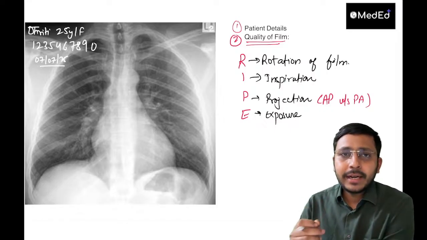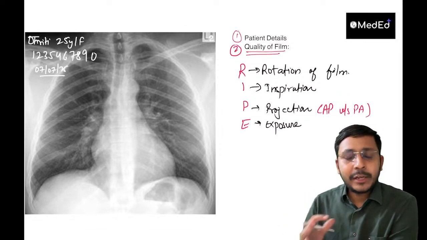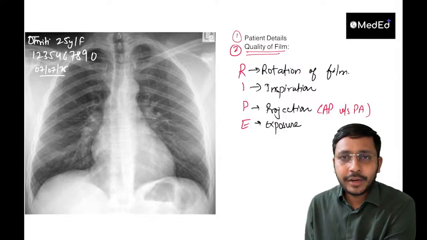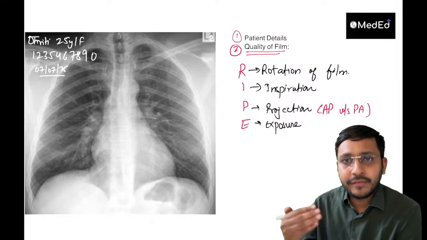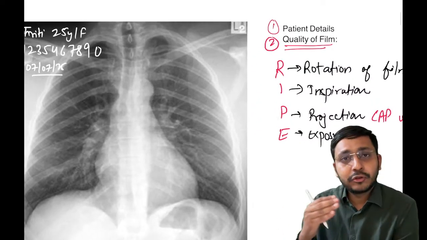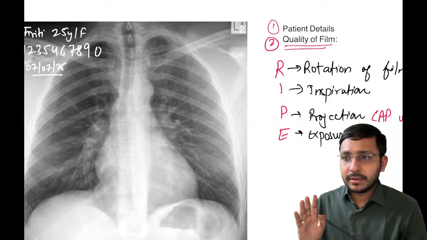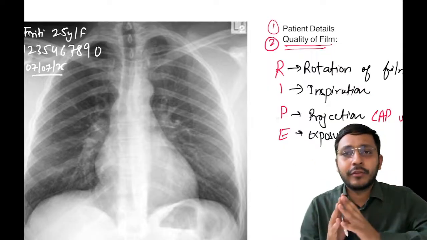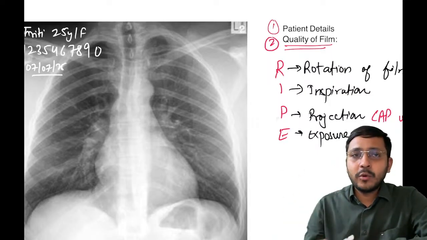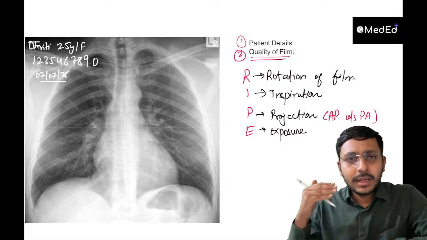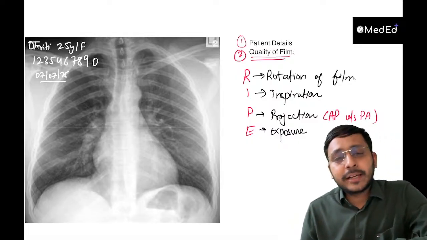Right? So RIPE is an important criteria where you assess the quality of film. Even in the exam, when you're given a chest X-ray, before saying that this is a chest X-ray of a pneumonia, you say that this is a PA view chest X-ray of a 25-year-old female. I can see that the film is not rotated. It is taken in adequate inspiration with optimal exposure. So this is the first line of your description of your X-ray. Whenever you are given an X-ray, say the patient's age and sex. This is a chest X-ray, PA view of a 25-year-old female. The film is not rotated. It is taken in adequate inspiration with adequate exposure.